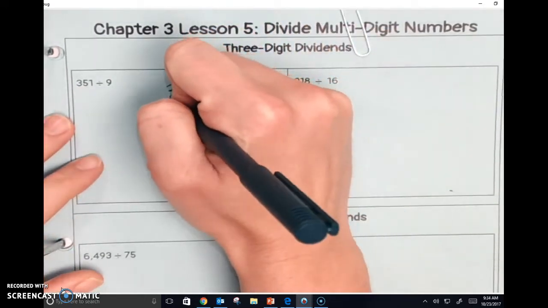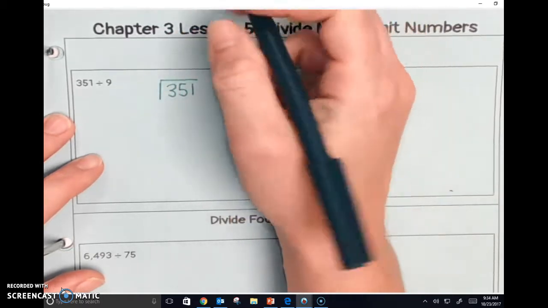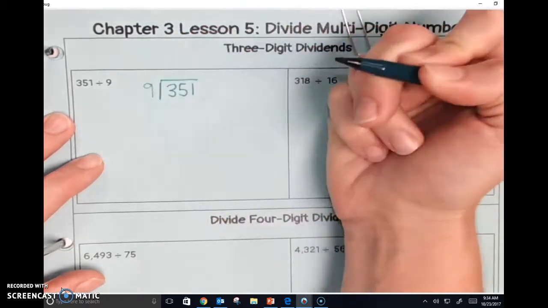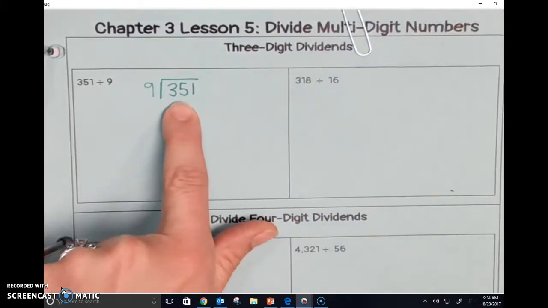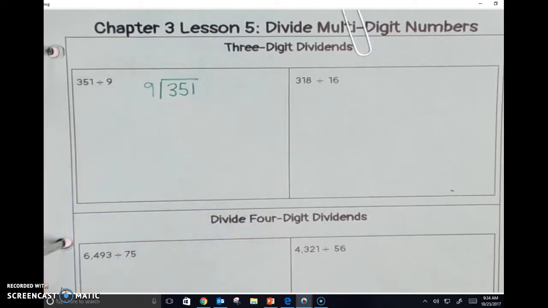So I have 351 divided by 9. So the first number always goes underneath. That's the dividend, right? And then the outside number is called the divisor. In this case, it's really nice because it's a single digit one.